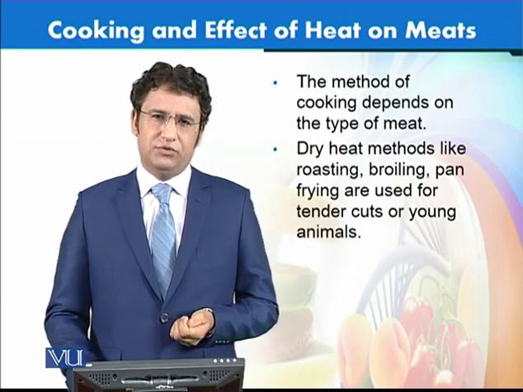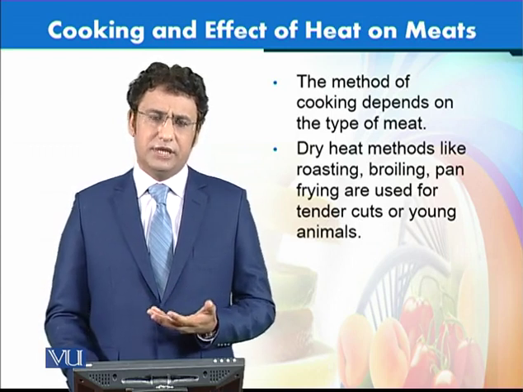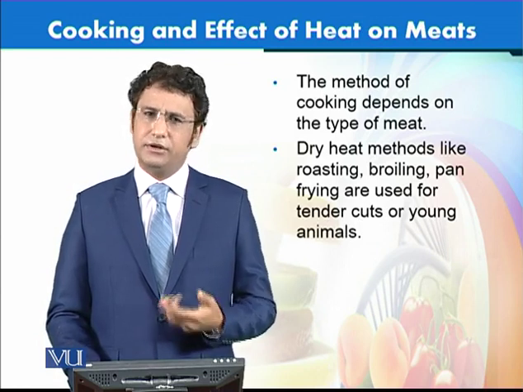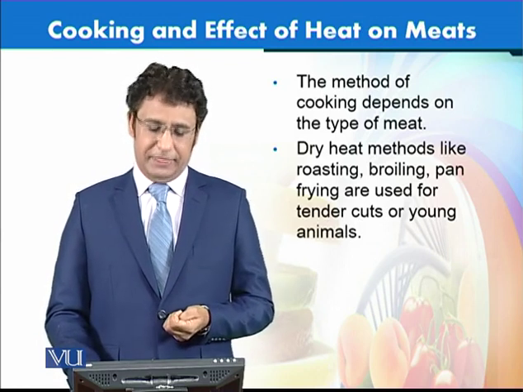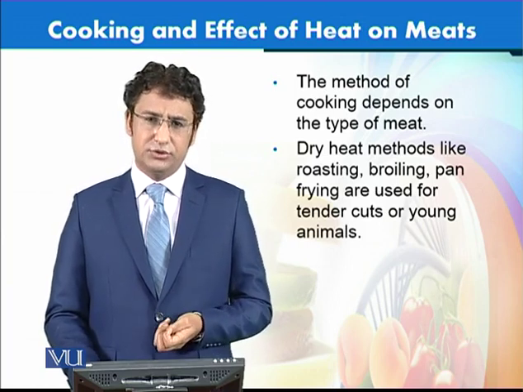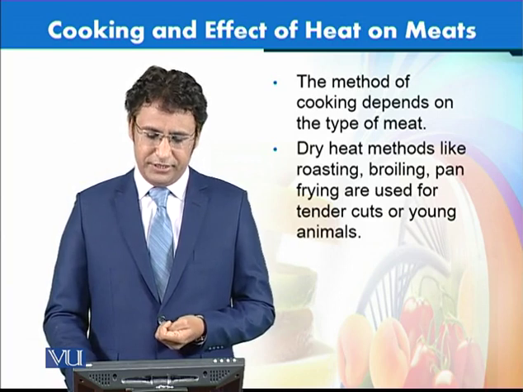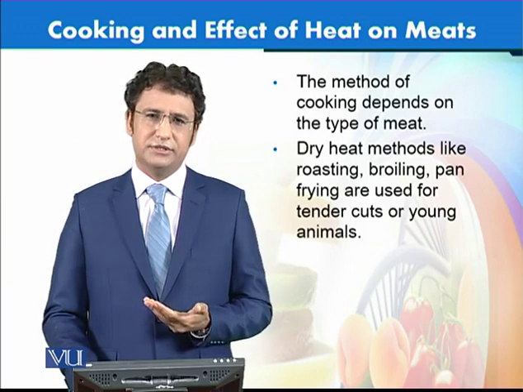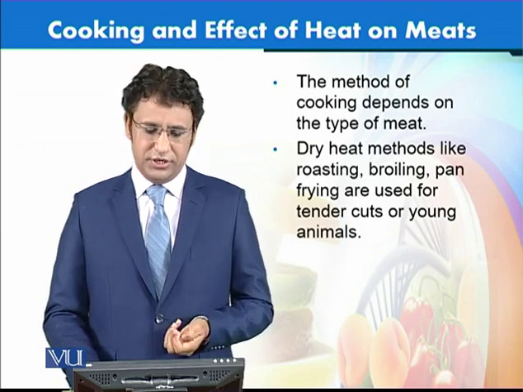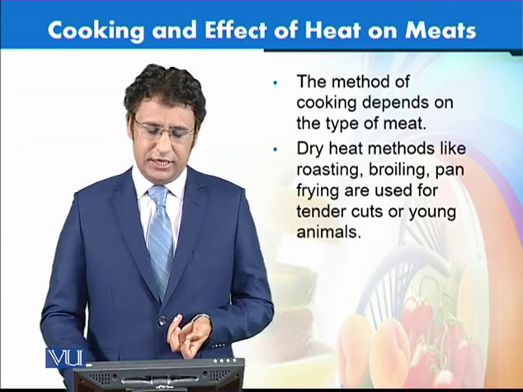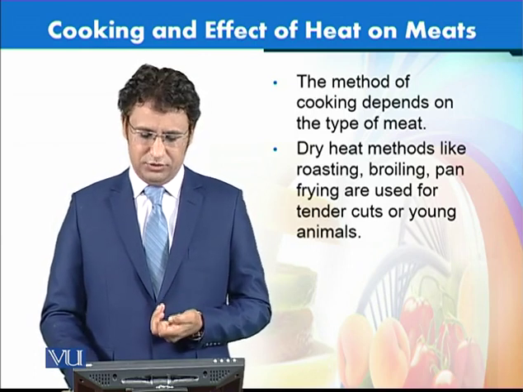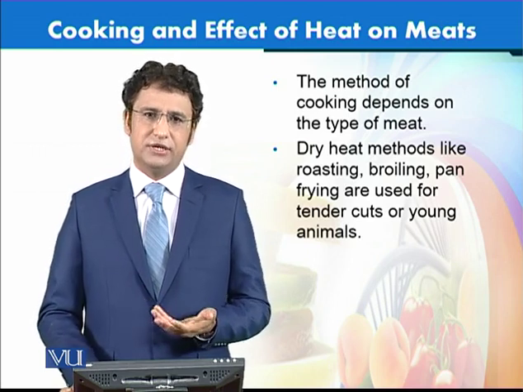And the method of cooking would again depend upon the type of meat that we are talking about. For example, the meat can be tender or it can be hard, and the heat can be dry or it could be moist heat as well. Dry heat is normally used when we have tender cuts of meat or young animals, because younger animals would have more tender or softer meat, so that can be fried easily. And the kinds of operations normally done can be roasting, broiling, and pan frying as well.